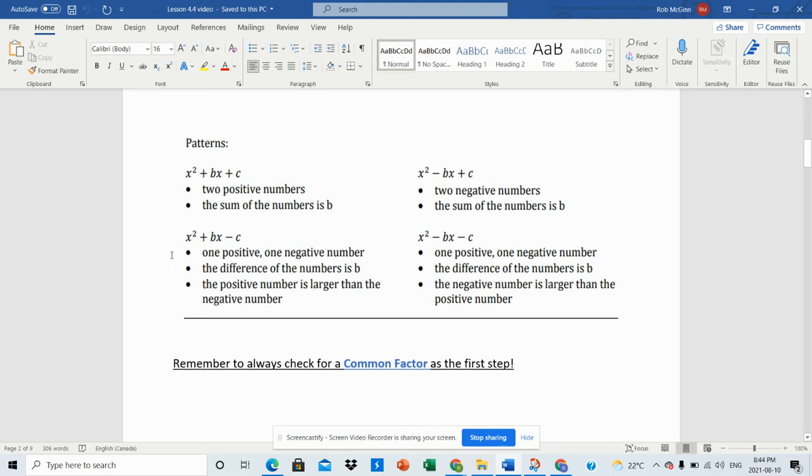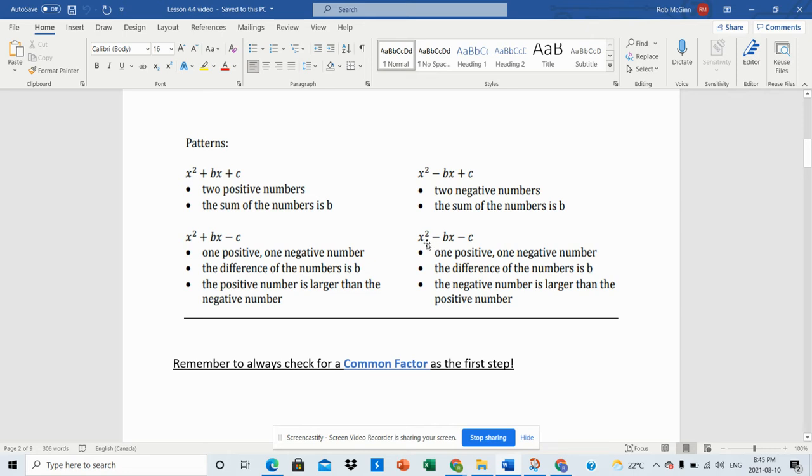Our third pattern is x squared plus bx minus c. C is negative, so we know that one of our numbers is going to be positive and the other is going to be negative. And because b is positive, the larger number must be the positive one, because when we add them together, b has got to be positive.